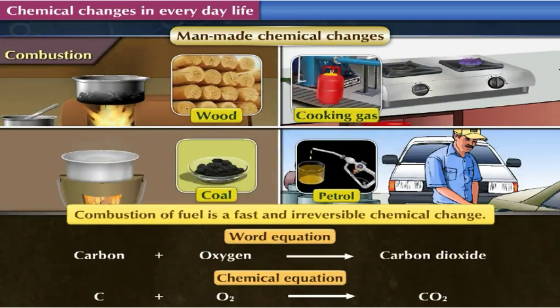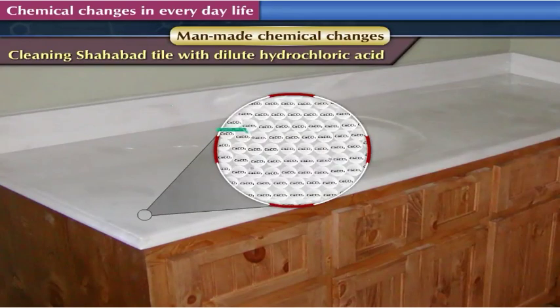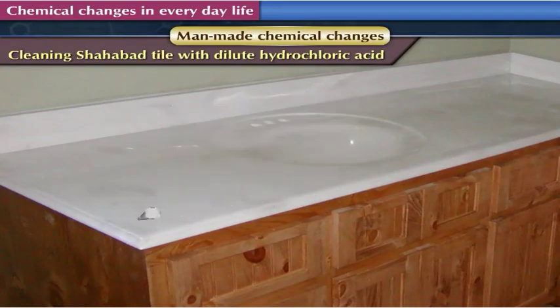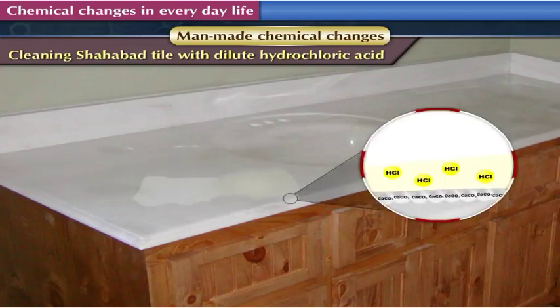Cleaning Shahabad tiles with dilute hydrochloric acid. The chemical composition of Shahabad tiles is mainly calcium carbonate. When it is cleaned with hydrochloric acid, the upper layer of the tile reacts with hydrochloric acid to form three products. Calcium chloride is one of the products which is formed.